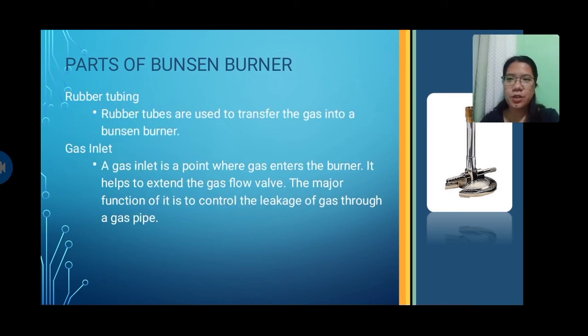Next is rubber tubing. Rubber tubes are used to transfer the gas into a Bunsen burner. And next part is gas inlet. Inlet is a point where gas enters the burner. It helps to extend a gas flow valve, and the major function of it is to control the leakage of gas through a gas pipe.